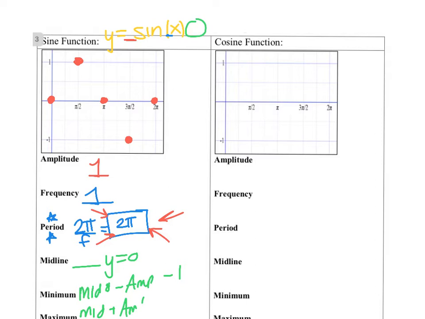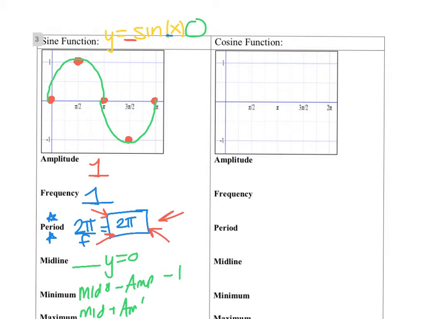Now, the concavity is very important. From 0 to pi, we say this is concave down. It should look like a frown the entire way. It should look like it's frowning. Then from pi to 2 pi, it should be concave up, which should make a big smile. It needs to look exactly like that.